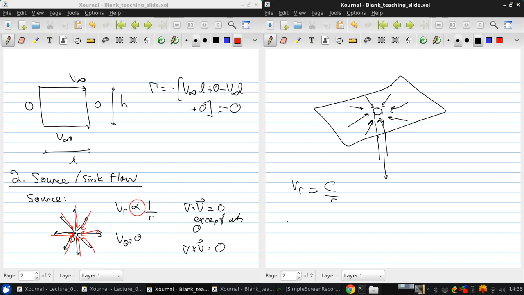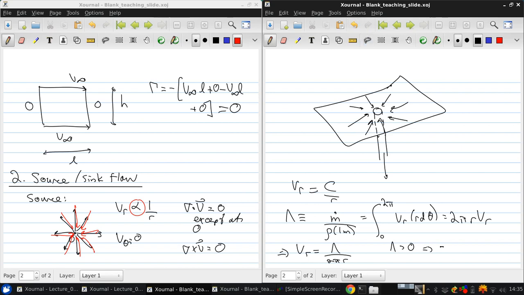at any radius. And we define the strength, capital lambda, to be the mass flow rate over the density, and 1 meter of thickness into the page. And since we're going all the way around a circle, we're doing the integral from 0 to 2 pi of Vr r d theta, which is just 2 pi r Vr. So this tells us that, rearranging, Vr is lambda over 2 pi r. And if lambda is positive, we have a source. If lambda is negative, we have a sink.